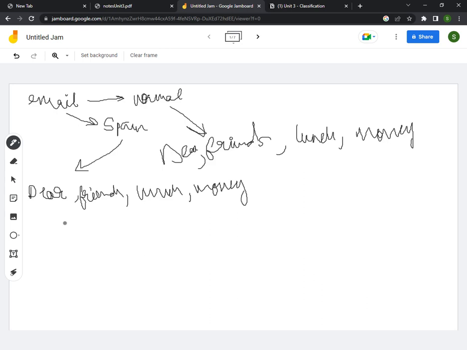So now we are going to count how many times the keywords appear in a particular category. For normal, there are 14 normal messages, and there are 8 spam messages.